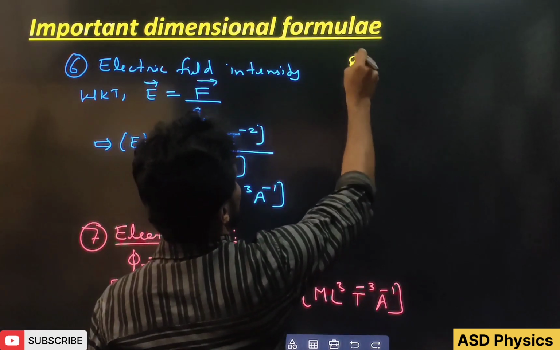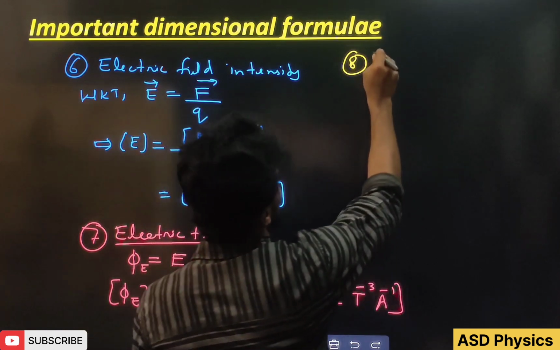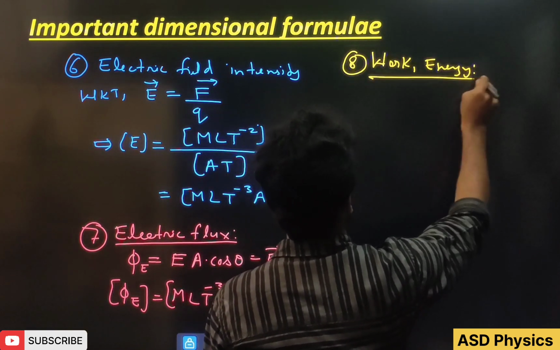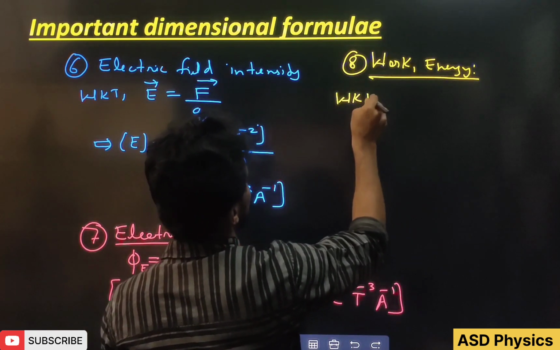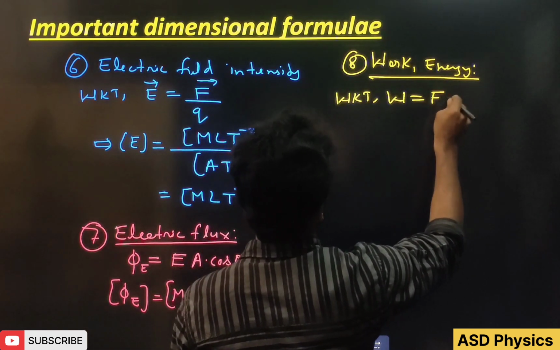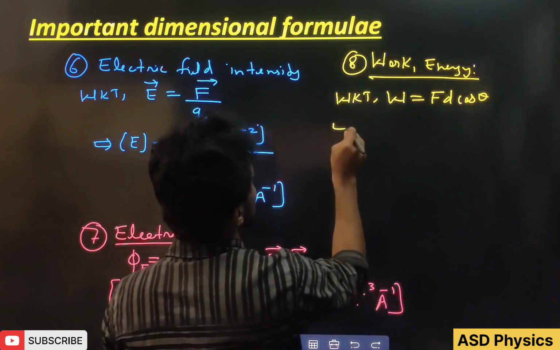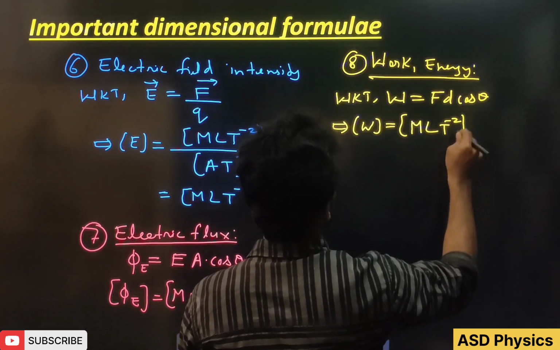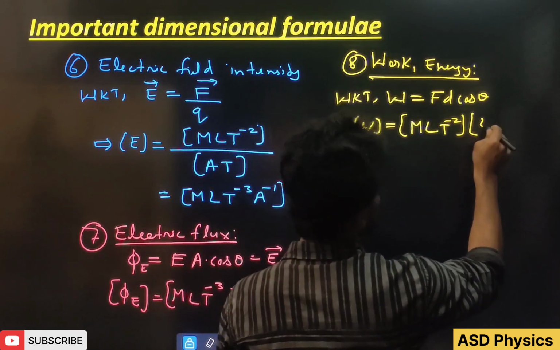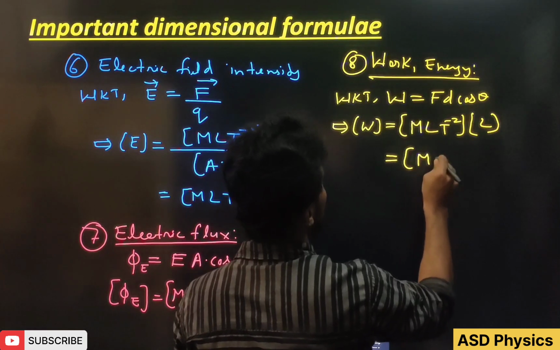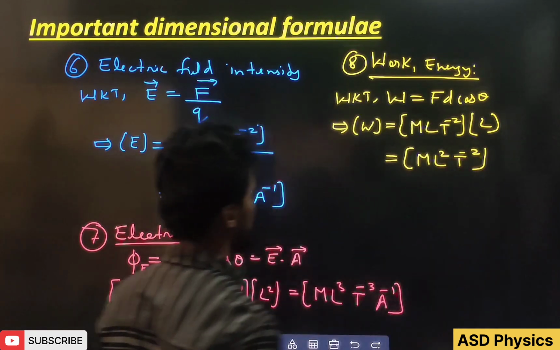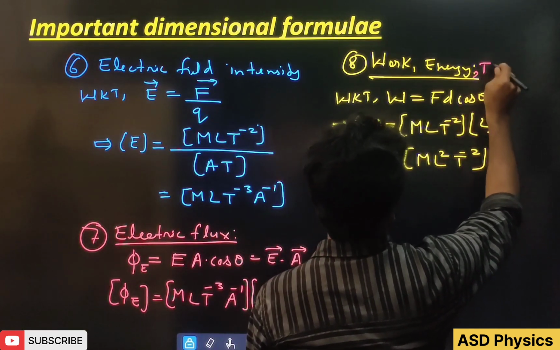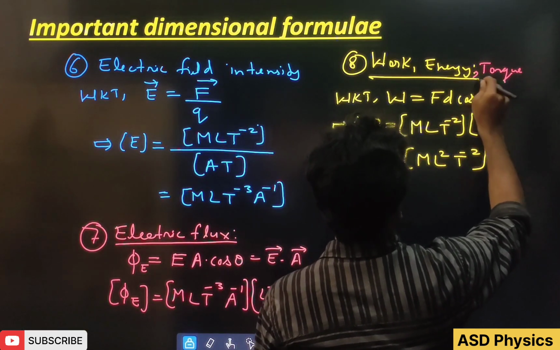Let me write the 8th one, which is also very important. Let's take either work or energy. You know very well, work is given by W equal to FD cos theta. The dimensional formula for work: force means MLT^-2 and displacement means L. So it will become ML^2 T^-2. This is very important, even for work, energy, and torque. All of them have the same dimensional formula.